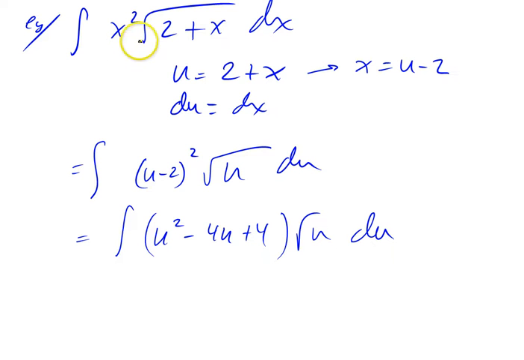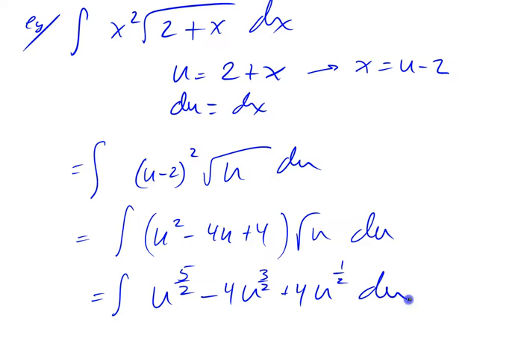You got to be careful because square root doesn't distribute over stuff. But multiplying by the square root does distribute over this summation. So this becomes, and remember, this is a u to the 1/2 power. So I've got an integral of u, this is a 2.5 power, so that's 5/2, minus 4 times u to, that's a 1.5, so 3/2, plus 4u to the 1/2 power du.